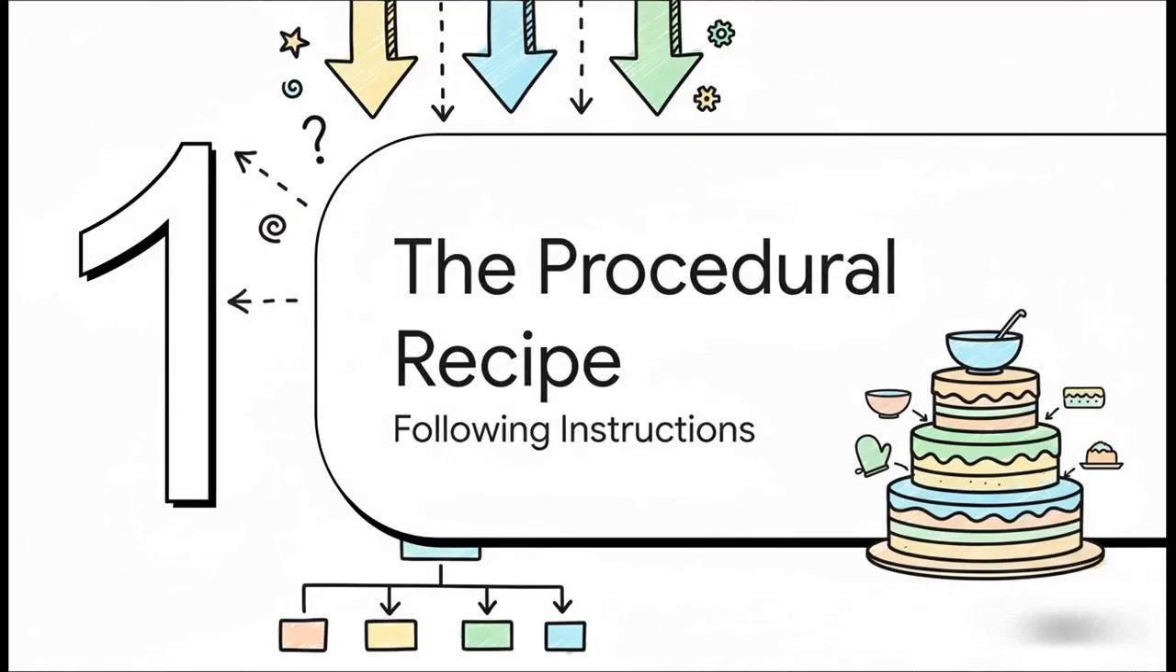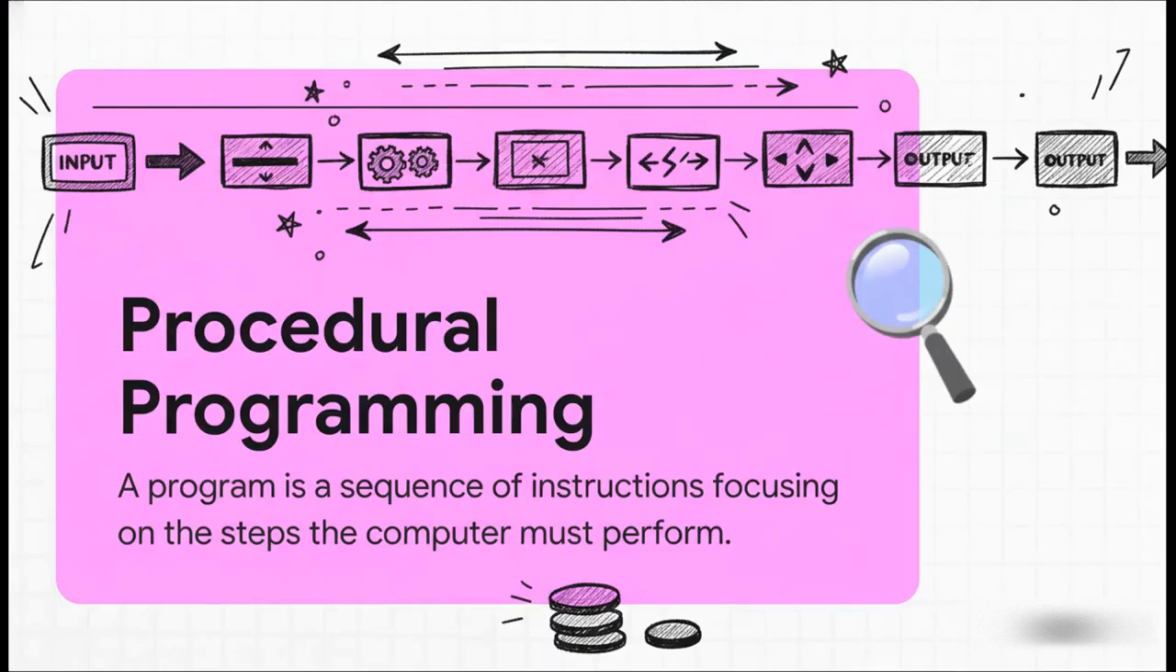Okay, let's dive into that first blueprint, the procedural recipe. The whole idea here is just following a set of instructions in a straight line, right from the top all the way to the bottom. So what is it really? Well, procedural programming is basically an approach where the program is just a sequence of instructions. The main focus is all on the steps, the actions the computer has to perform. You're thinking in a straight line. Data comes in, a bunch of steps happen in order, and an answer comes out.